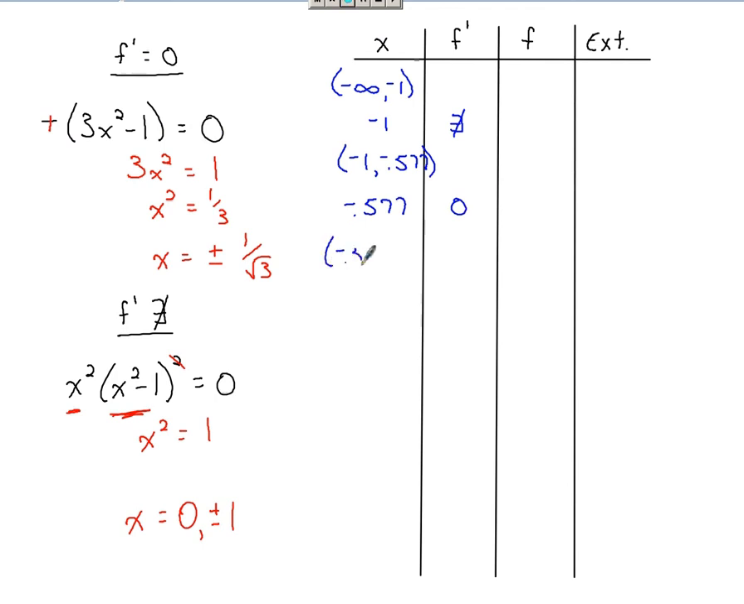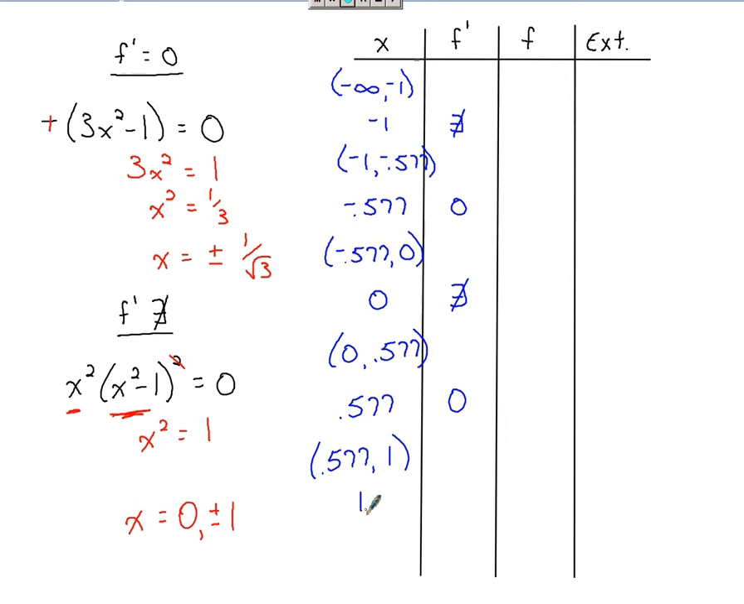From there, let's see, next smallest x value we found was 0. Pause at 0, where the first derivative did not exist. We go from 0 now up to 0.577. At 0.577, first derivative equals 0. Getting closer. 0.577 to the final x value we found here of 1. At 1, the derivative did not exist. And we get to our last interval, just enough room.